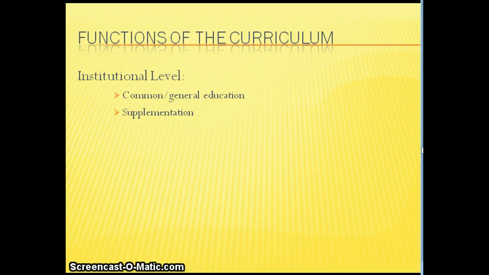So, a GATE curriculum would be a supplementation curriculum, and let's say a curriculum that you developed as part of your response to intervention, or a remedial curriculum would be an idea of a curriculum serving a supplementation function. So exploration is another function that curriculum can serve.